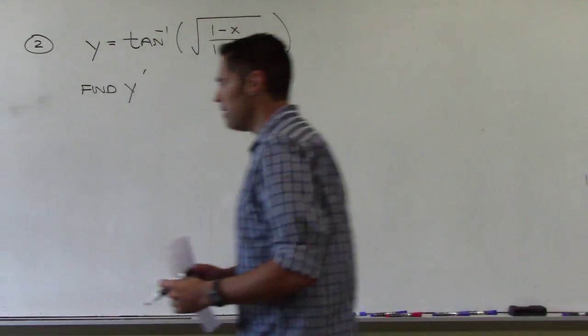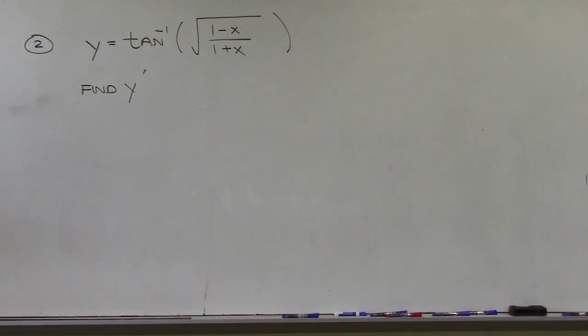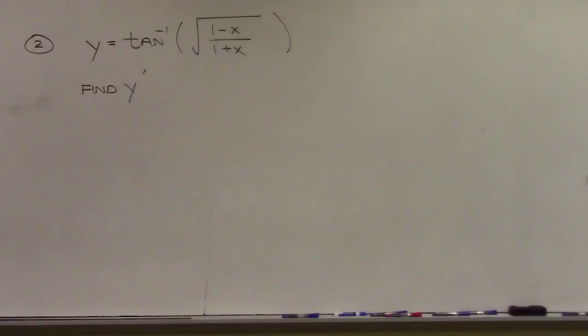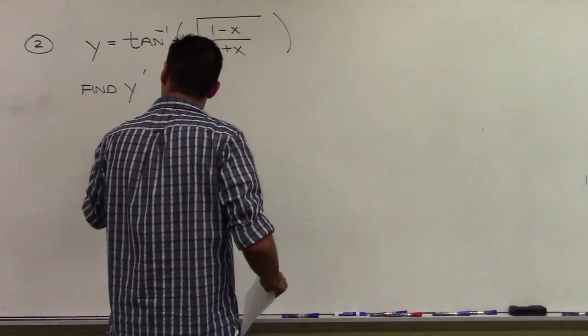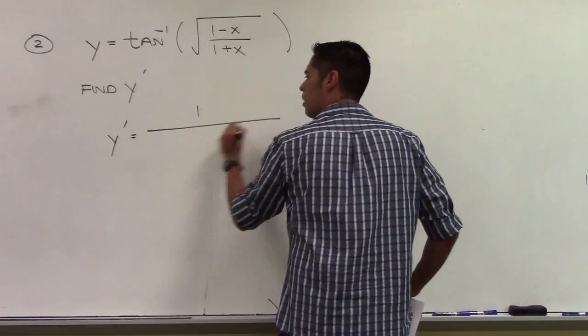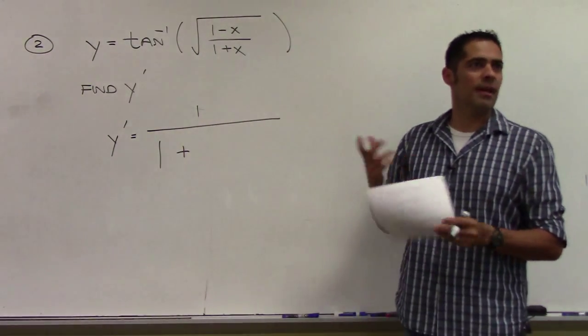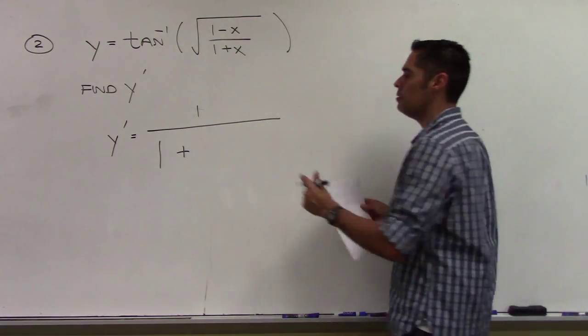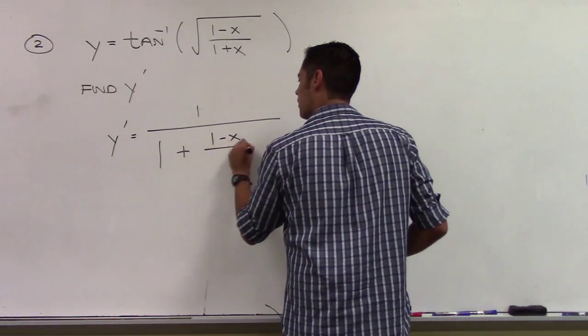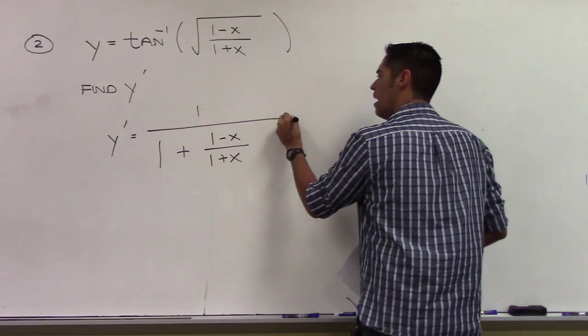What is the derivative of arctangent of something? One over 1 plus whatever was in it squared. Well, that's nice, isn't it? Because it's going to square that square root. Times now chain rule.